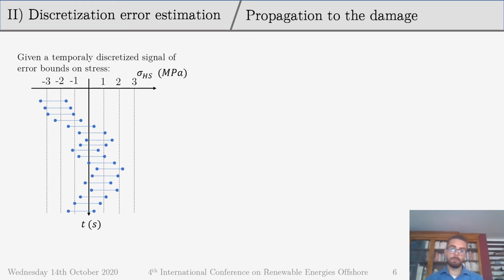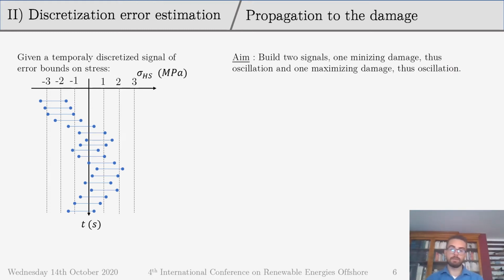So then you will need to propagate these error bounds to the damage. To do so, we want to compute two signals, one that is maximizing damage and one that is minimizing damage. The hypothesis we make here is that the one minimizing damage is the one minimizing oscillation, because if you minimize oscillation, then you minimize the stress ranges, but also the number of cycles you've identified. So in the end, you minimize the damage.